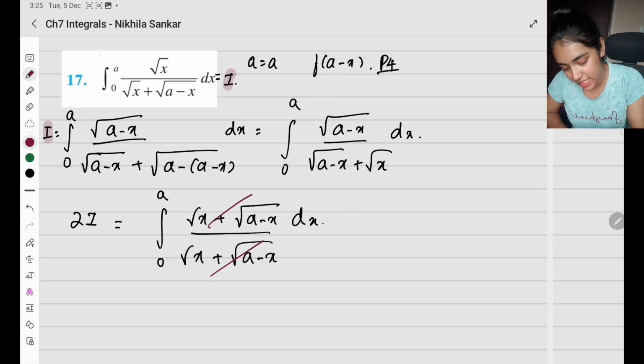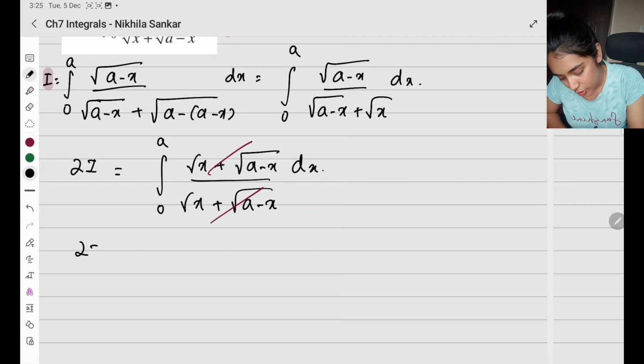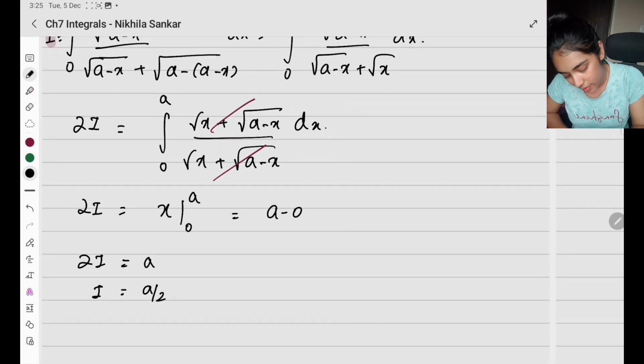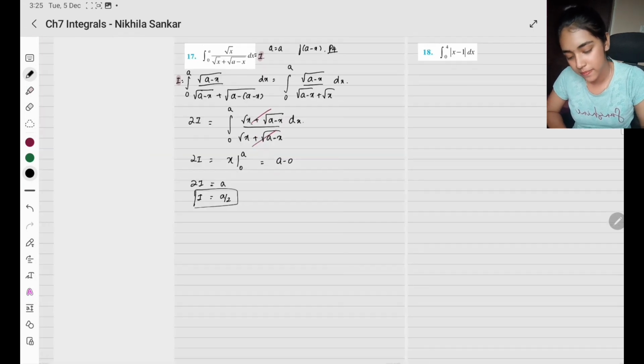So this gets cancelled. So I'll be left with 2I. Integral dx is going to be x and the limits are from 0 to a. So I have a minus 0. So 2I equals a and I equals a divided by 2. So this is my answer. Okay. Please copy.